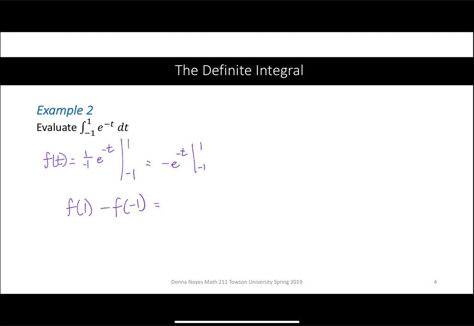So f of 1 would be negative e to the -1 minus negative e to the -1 power of negative 1. Once we start looking at a bunch of these negatives, we end up with a positive e to the 1. So we end up with negative e to the -1 plus e. I would leave it here if you want an exact answer, and the decimal equivalent is about 2.35.